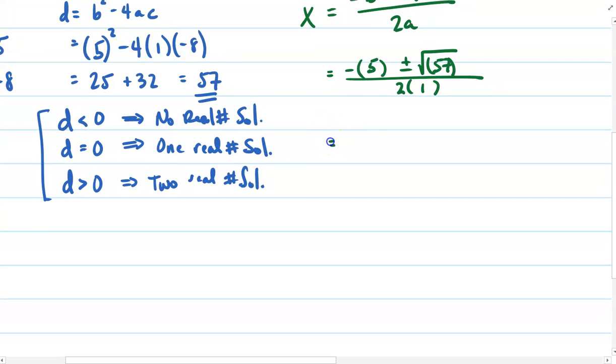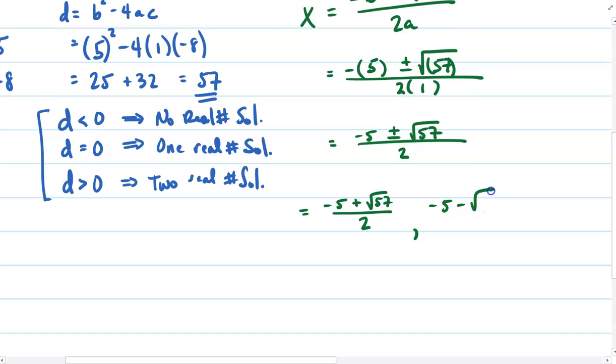So at this point, I don't see a way to simplify the square root of 57. Let's see, it's divisible by 3, but not divisible by 9. So I'm looking for factors of 57 that have a square root, and as of right now, I don't really see one. So I think we're going to have to leave this answer as it is. When it comes to Math Excel, they want both of our answers reported and separated by a comma, so I'm going to just write this as -5 plus the square root of 57 divided by 2, comma, -5 minus the square root of 57 divided by 2.